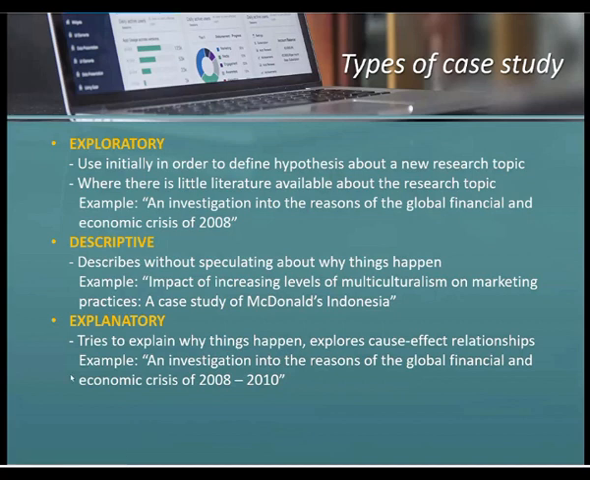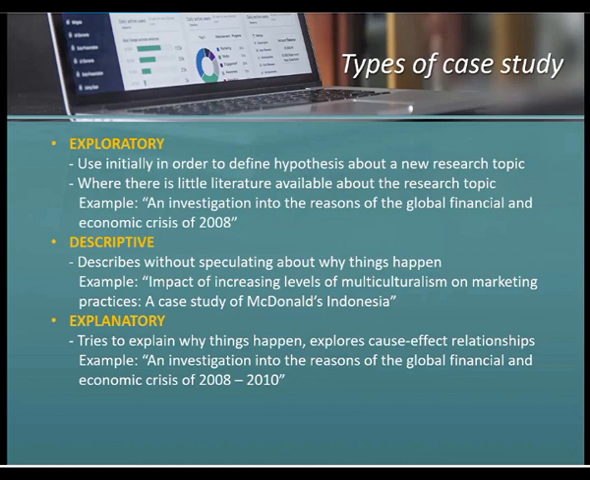Okay, so in terms of the way the research is conducted, it can fall into three types. The first is exploratory, to explore something new. For example, an investigation into the reason of the global financial and economic crisis in 2008. You're exploring the territory of why this happened. Okay, and the second one is descriptive.